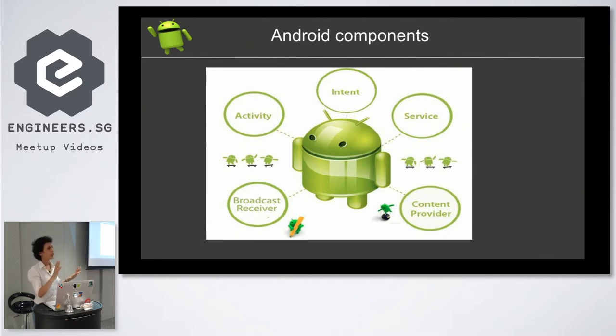Does anybody have any doubt about what each component does? We will be using them in our Android Studio project, so I want to make sure that at least you have a basic idea. When I say activity in Android Studio, I assume that everybody is aware of what an activity is.